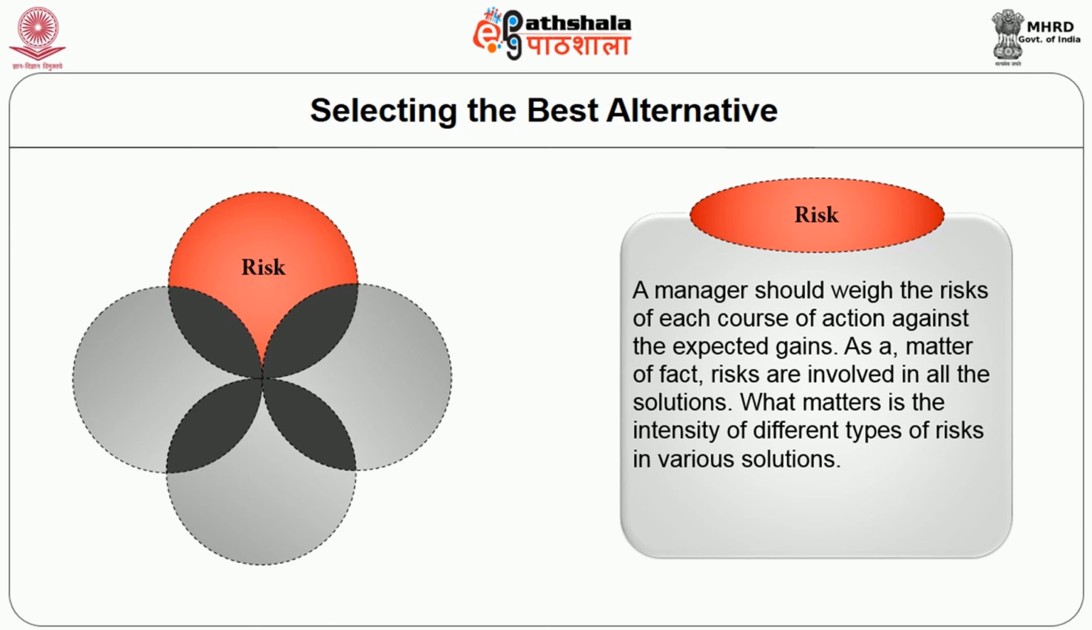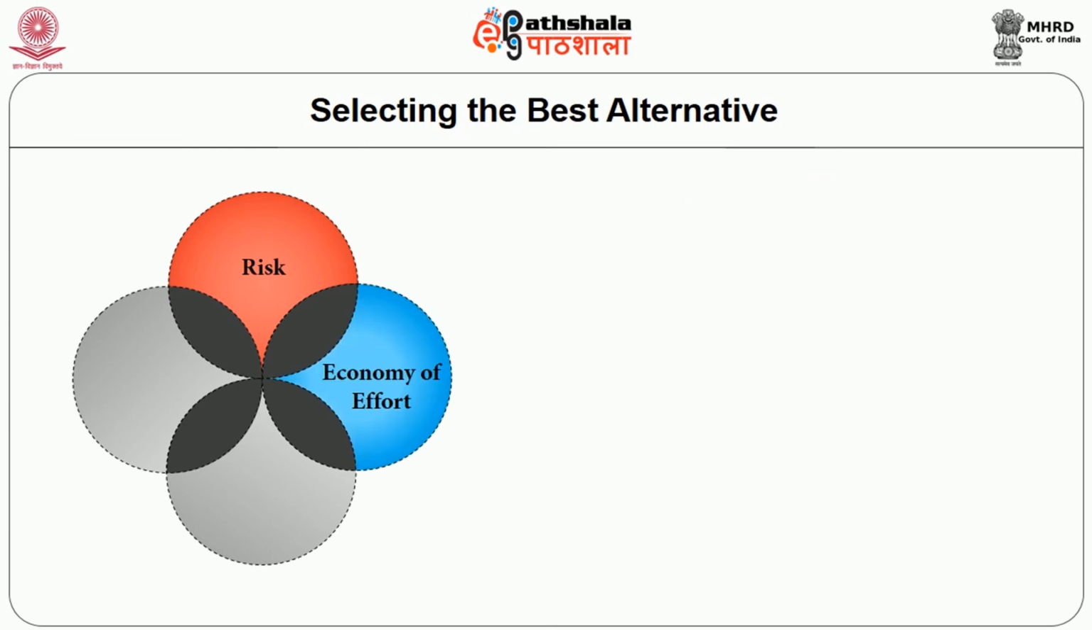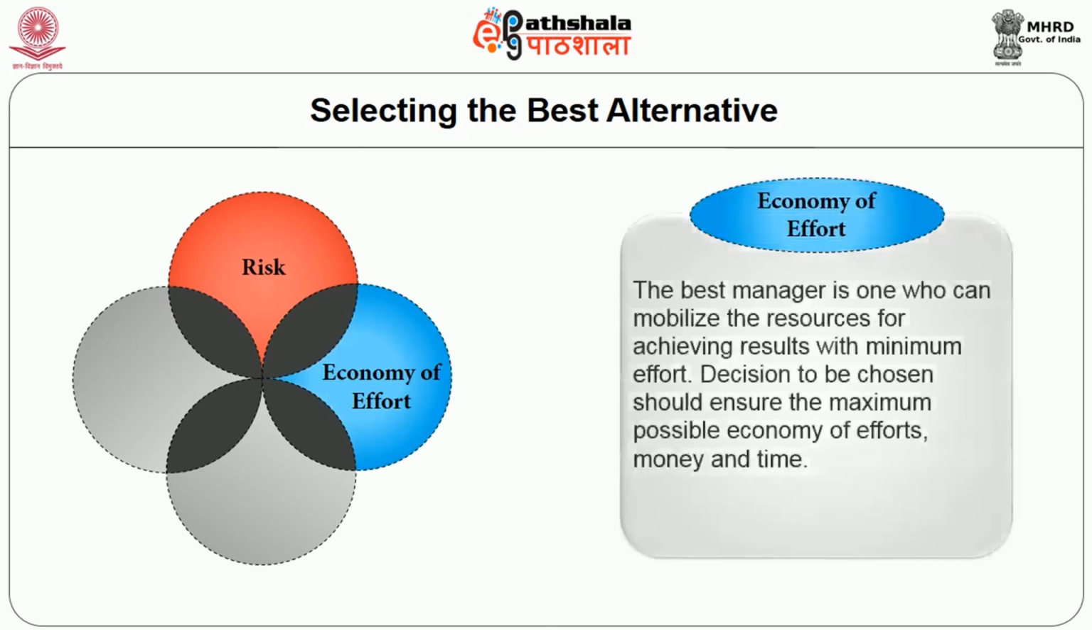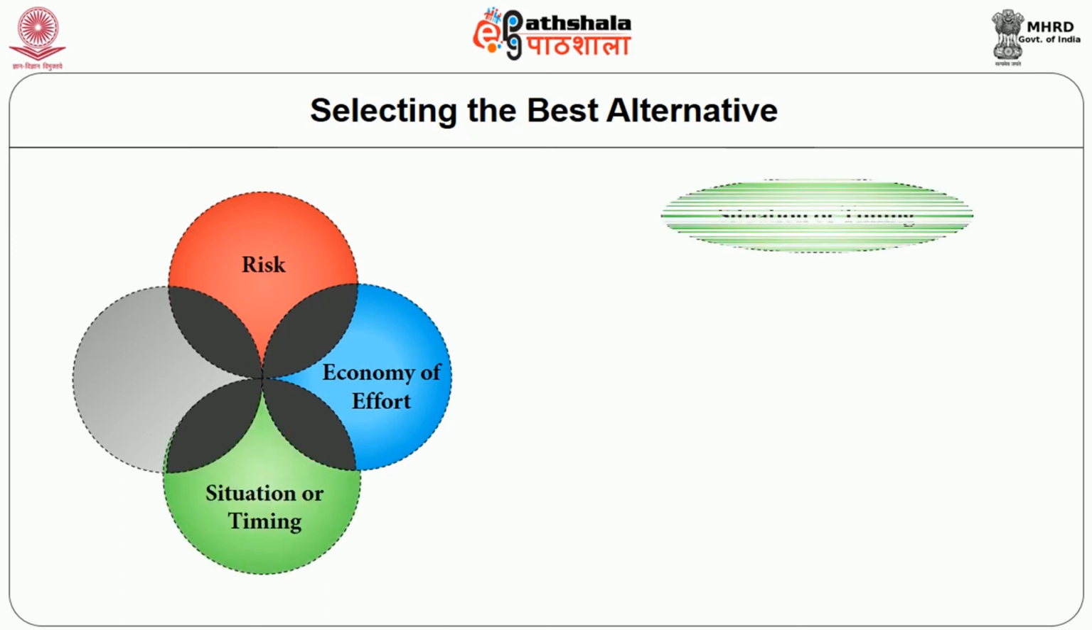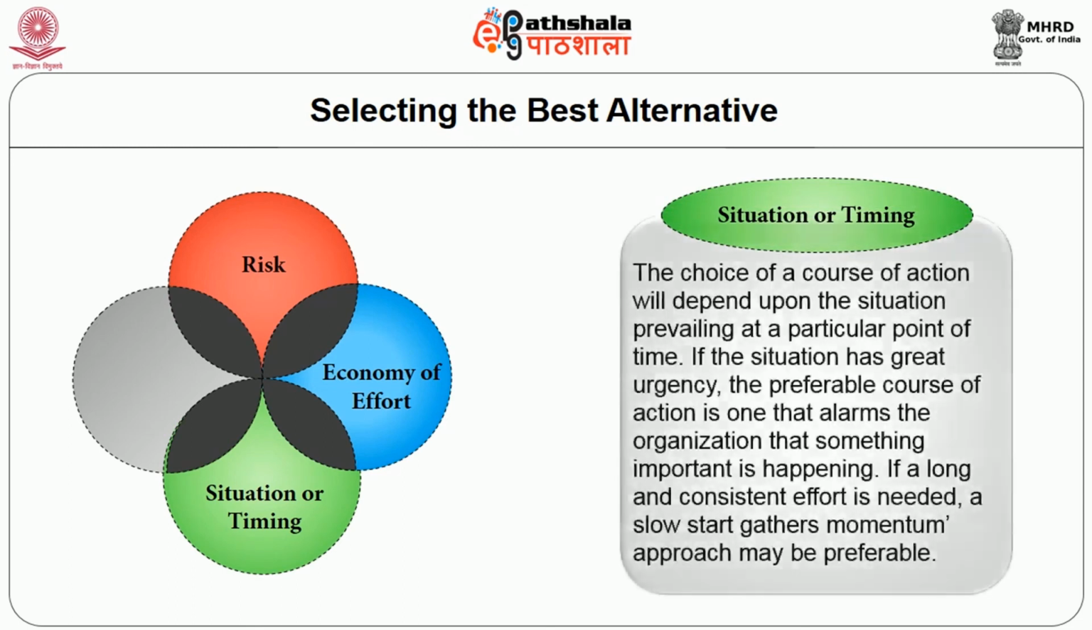The economy of effort. A best manager is one who can mobilize the resources for achieving results with minimum effort. The decision to be chosen should ensure the maximum possible economy of efforts, money, and time. The third criteria mentioned by Peter Drucker is situation or timing. The choice of a course of action will depend upon the situation prevailing at a particular point of time.